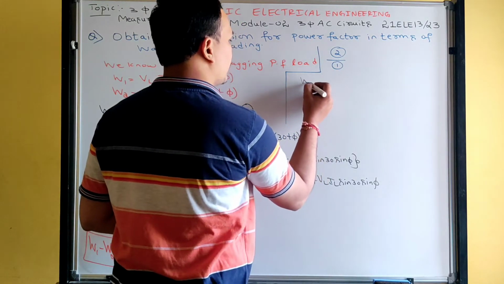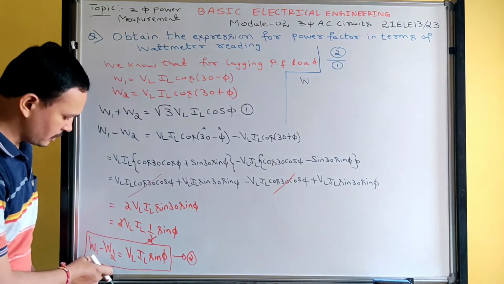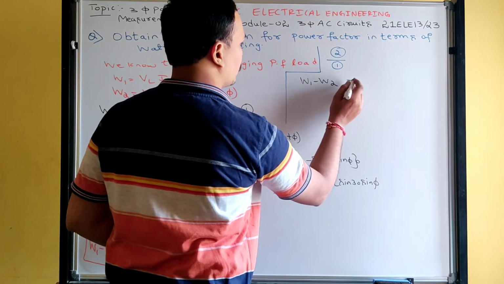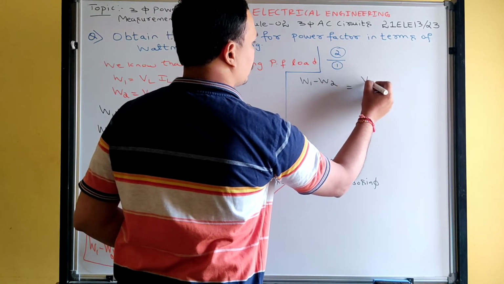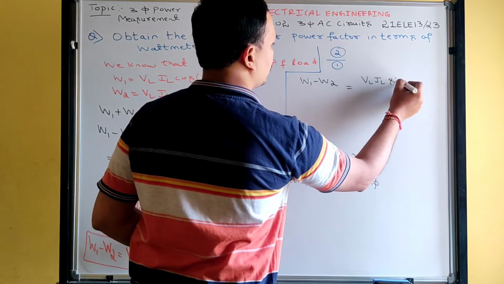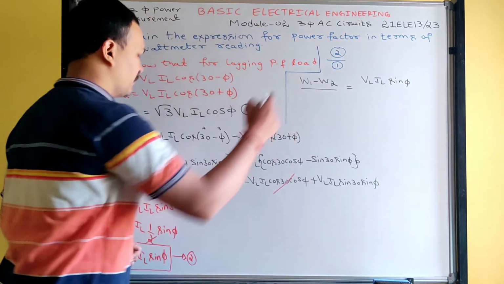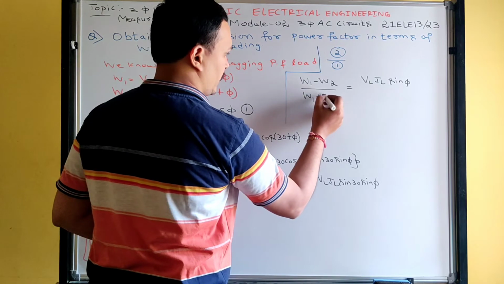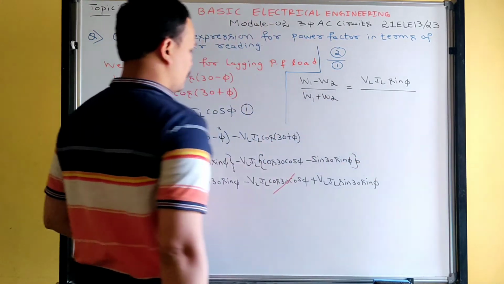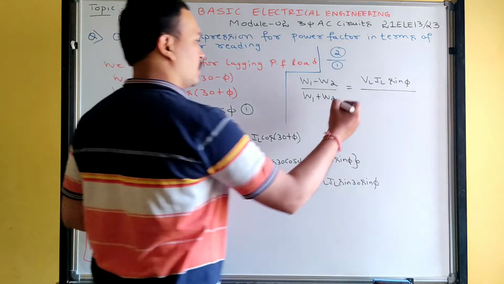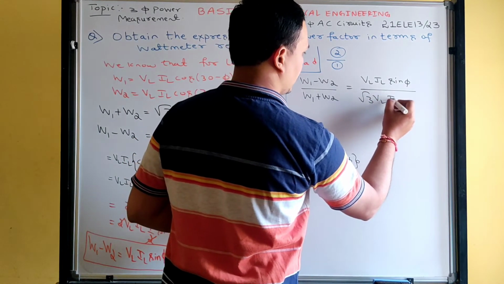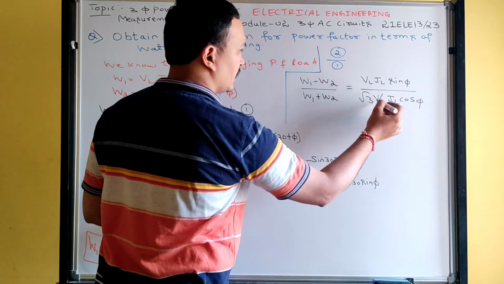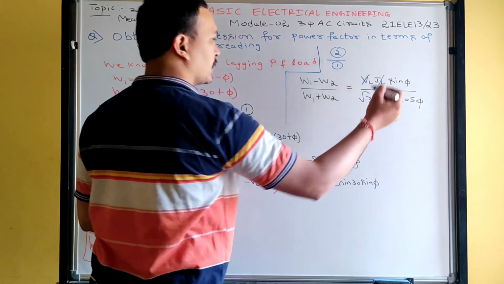So now the numerator, the second equation. What is the second equation? W1 minus W2. So W1 minus W2 is equal to, what we got in that equation, VL into IL into sin phi, divided by equation 1. What is equation 1? W1 plus W2 is equal to, what is that formula? Root 3 VL IL cos phi. Very good. Now we can cancel these terms. VL gets cancelled. IL gets cancelled.